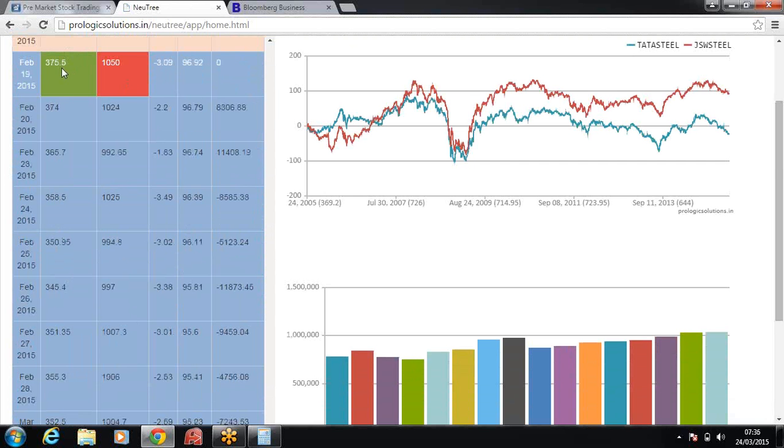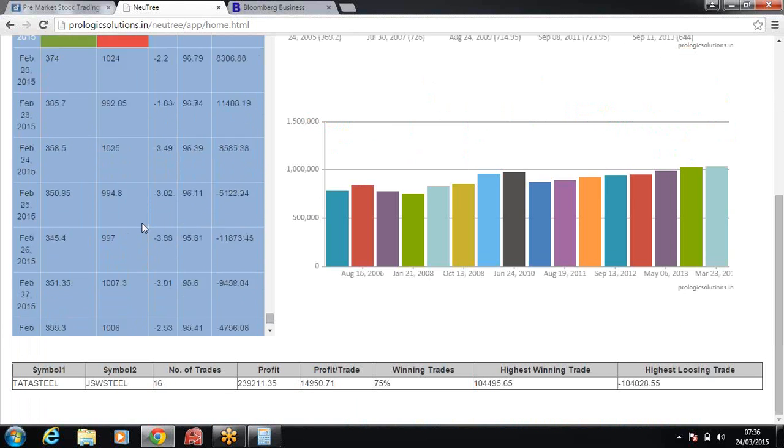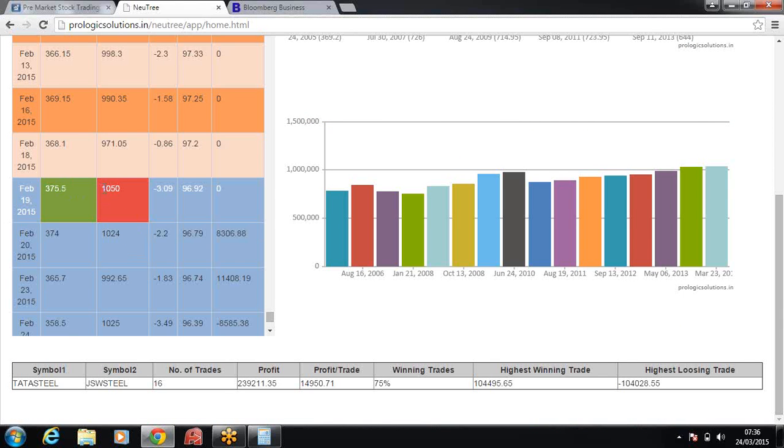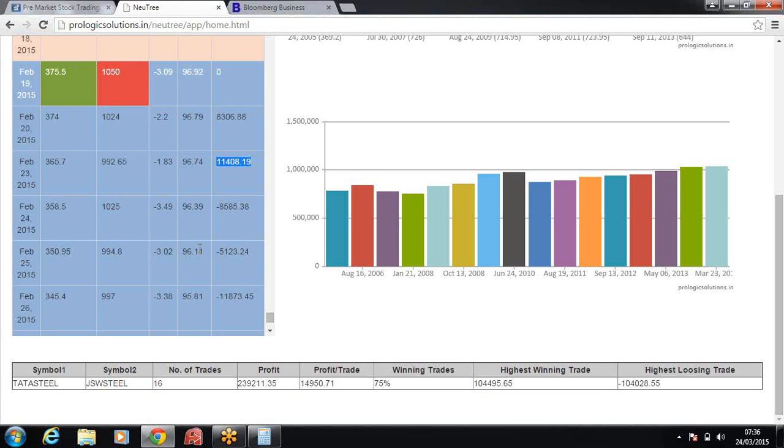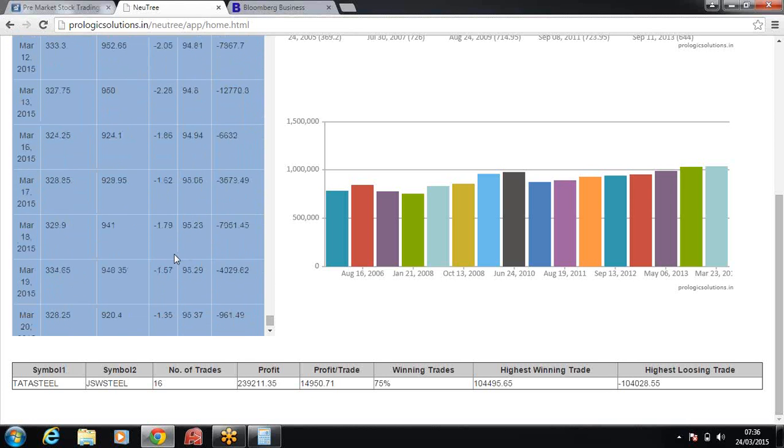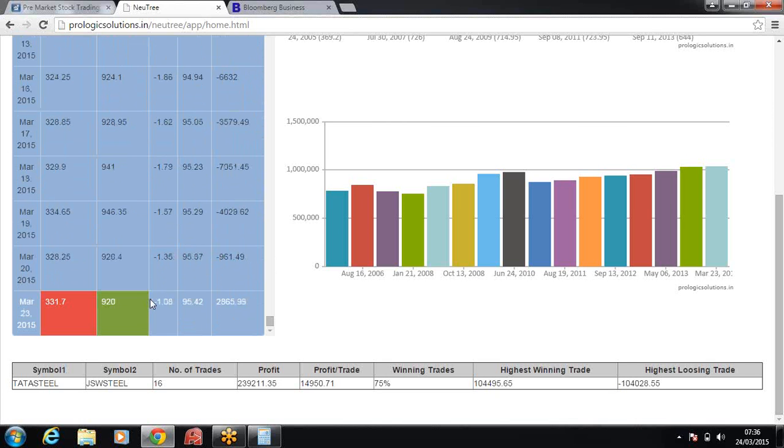February 18th, this call got triggered. Tata Steel you have bought, and you are short JSW. Your Z score is 3, and then 2.2 and 1.8. That's roughly one point down, so your profit is 11,000 rupees. You exit one lot, and then you continue the trade till it comes to 1. So less profit, but this is a very good trade because your winning trades are 75%.